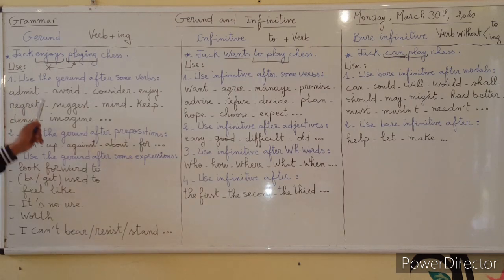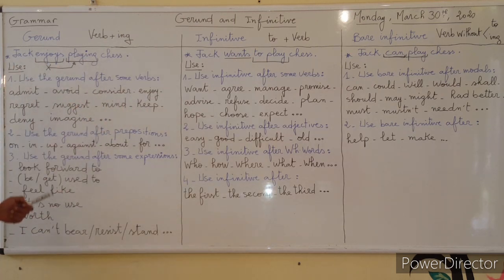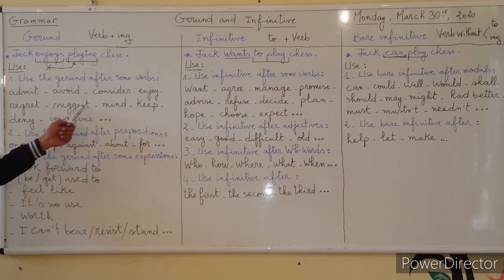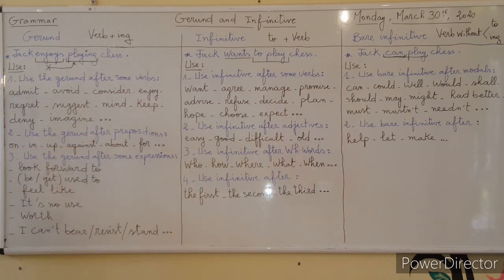I admit doing. He avoids talking. I enjoy playing, as I mentioned before. She suggested doing. I deny talking, etc. So all these verbs must be followed by the verb ing.